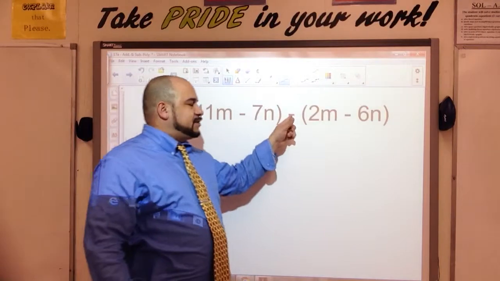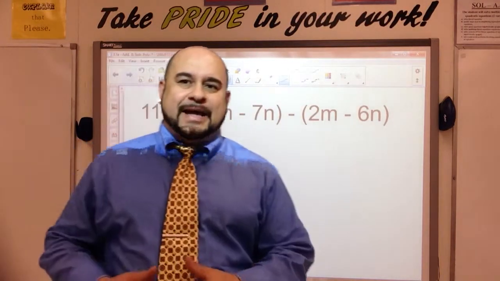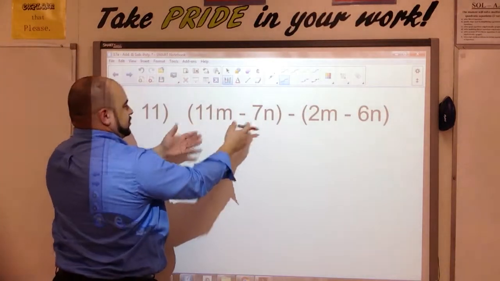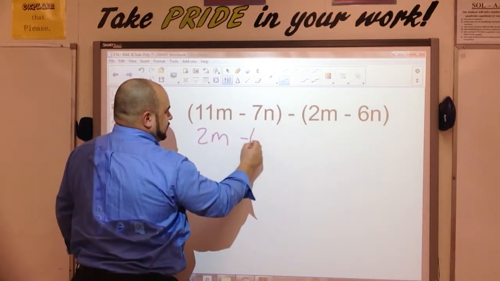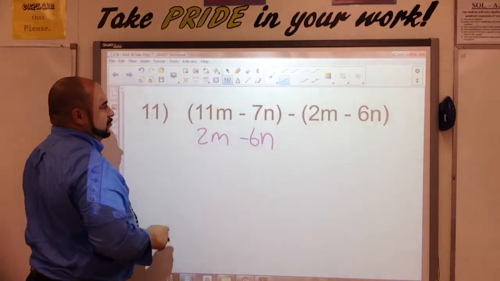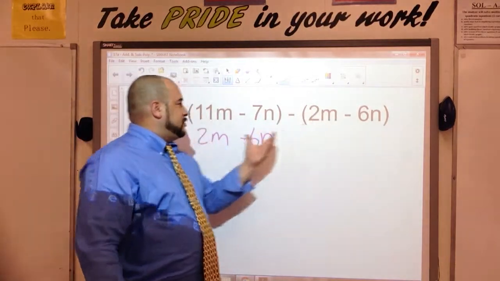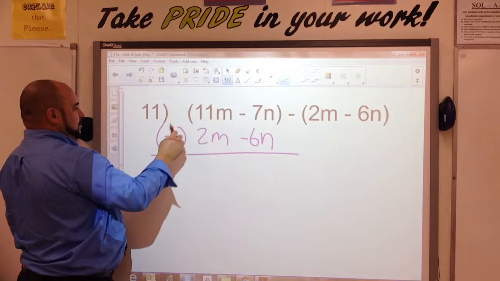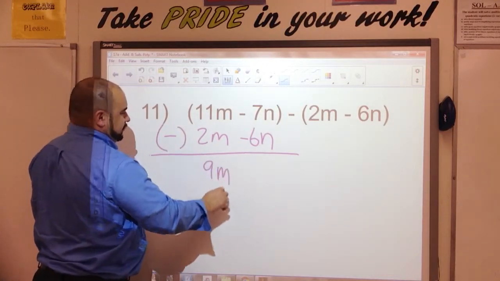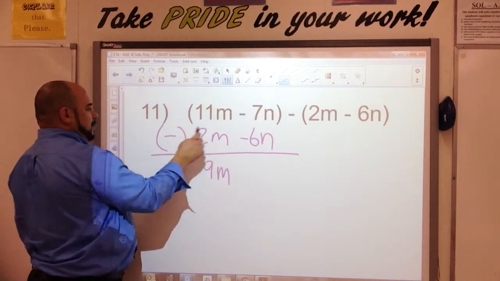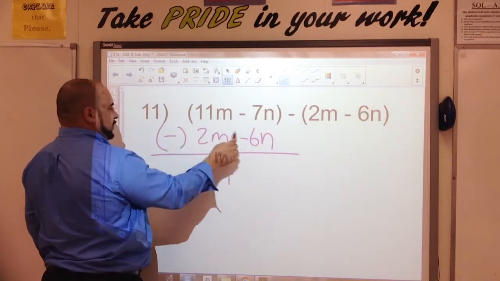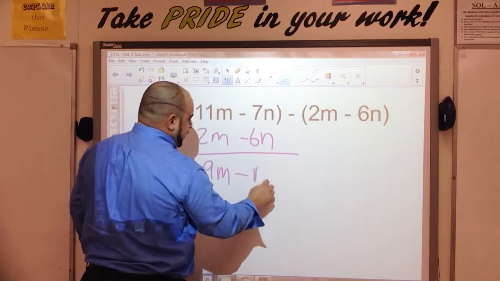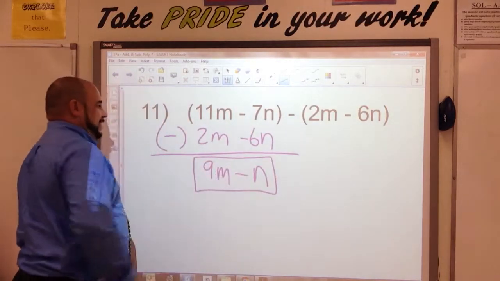Let's try this one. This time it's subtracting. Now it makes a difference when you're adding and when you're subtracting. In this case, I can bring my second parentheses down and line it up with my first binomial. So I have this binomial lined up together, and I'm subtracting. So 11m minus 2m is 9m. Negative 7n minus negative 6n, again, negative and negative makes a positive, so it's like saying negative 7 plus 6, which is just negative 1n, or in this case, minus n.